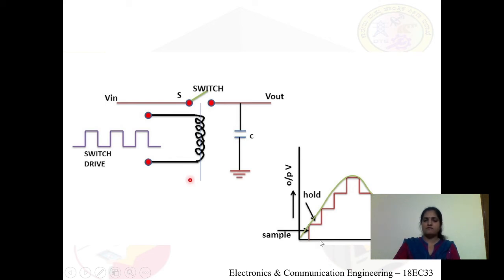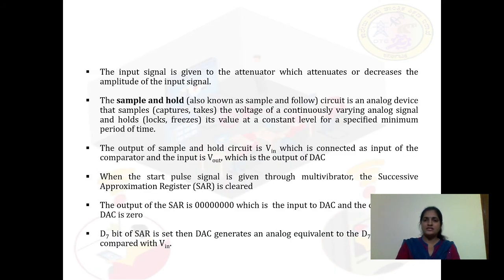So this graph gives the output of the sample and hold, where the green color indicates the input voltage, which is analog in nature, a continuously varying signal, and the red color indicates the output of the sample and hold circuit. It is collected with the help of the switch drive, and you can see the output is in terms of steps. So these two slides give the explanation about successive approximation.